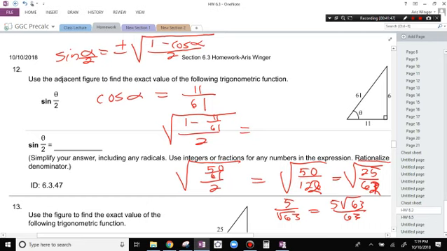1 minus 11 over 61. The 1 is 61 over 61, minus 11 over 61. 61 minus 11 is 50 over 61, and then you just roll the rest of it. But again, the calculator solves that for you.